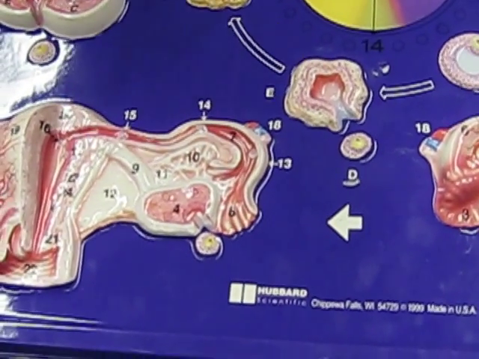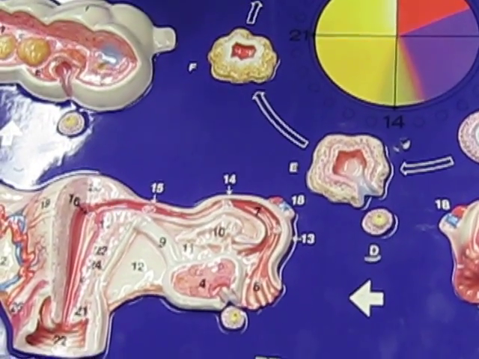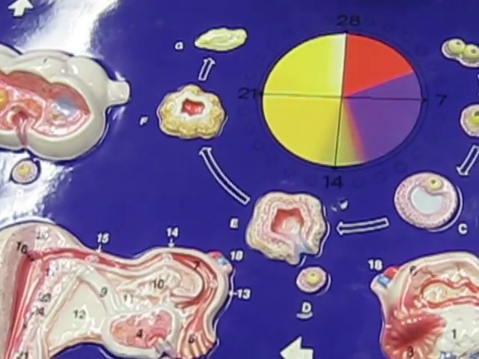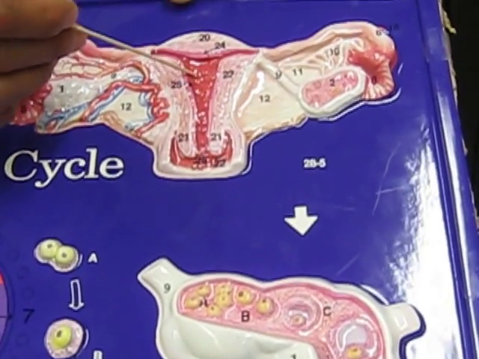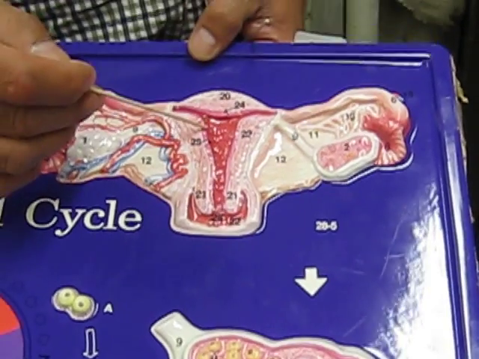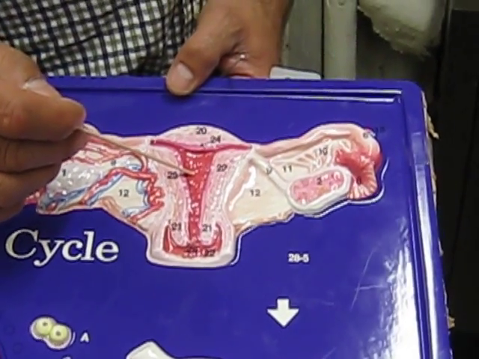Subsequently, when the corpus luteum no longer functions, it becomes the corpus albicans, and then that marks the beginning of the menstrual cycle, as progesterone is no longer available to stimulate endometrial development.